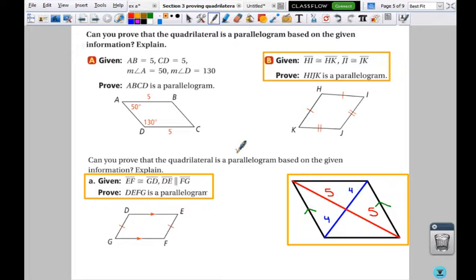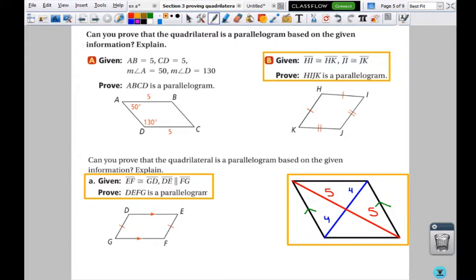So I'm gonna go through my list and see if I can pick one that fits here. Okay, we got 5 and 5. Yeah, that's true. We don't have to measure. But do we have the congruent or the parallel symbol on here to show that these two are parallel? But you could add them.